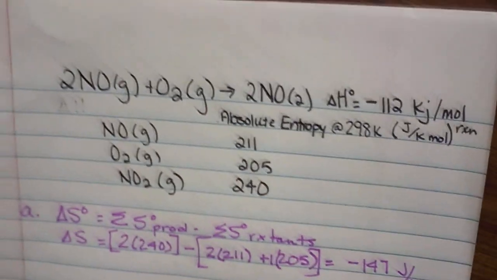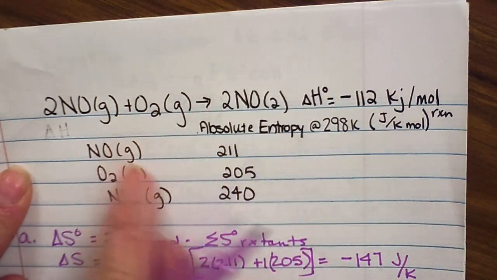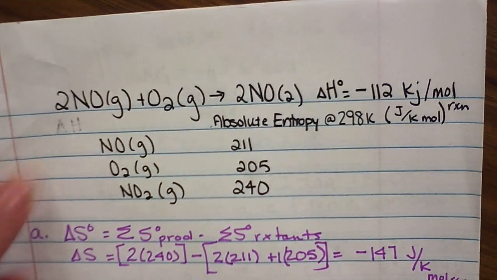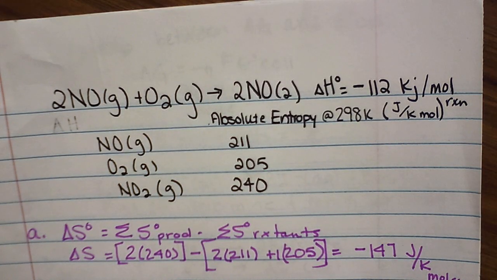Okay, so going over the quiz questions. The first question is this one right here. You're given all this information, and the first question is to calculate delta S. Almost everybody who did it got this right. There was only one person that didn't get it right.